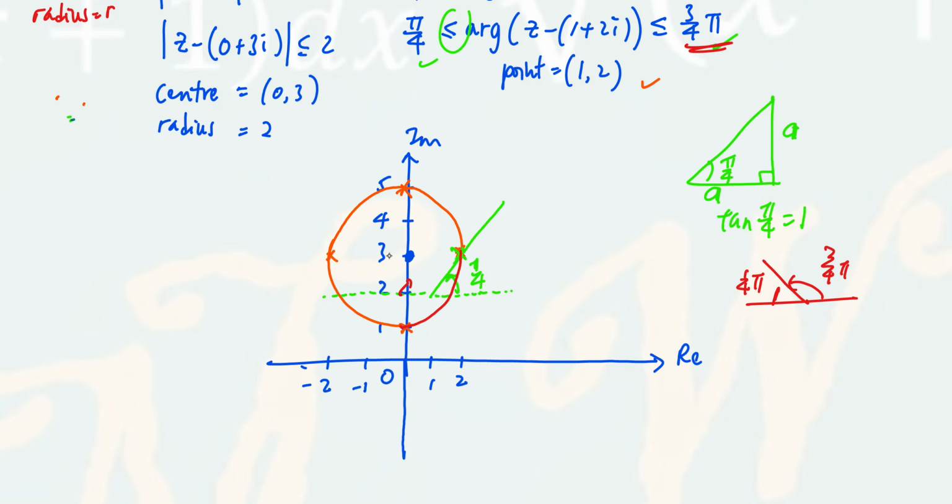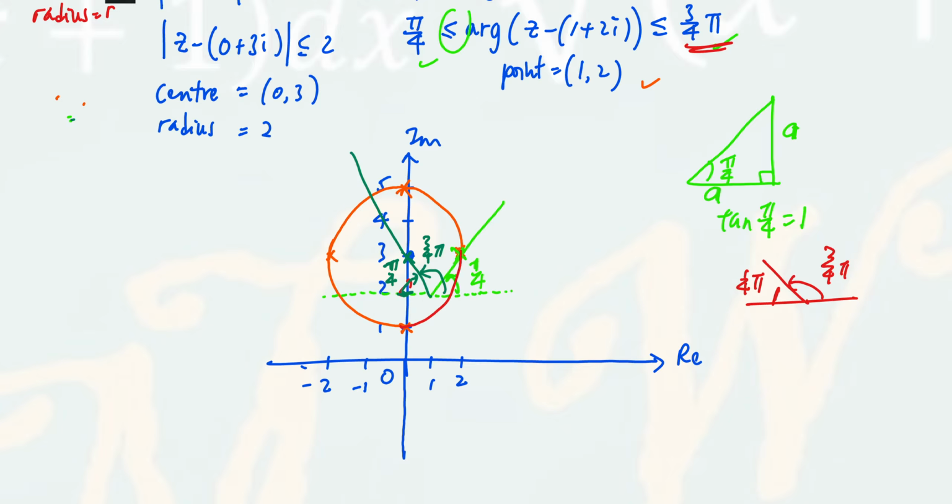Since I know that here is 1 unit, then this is already at 2, so I will go up 1 unit, then this will be my pi over 4. Right, it's a straight line, so this is pi over 4. So when here is pi over 4, that means this is 3 over 4 pi. Okay, so this is how I get it.